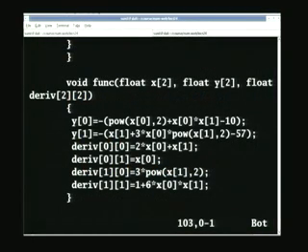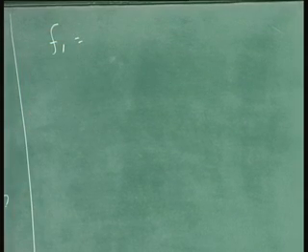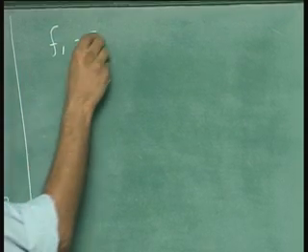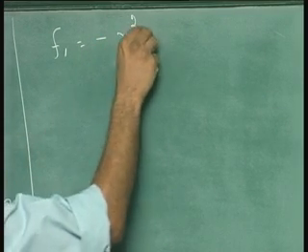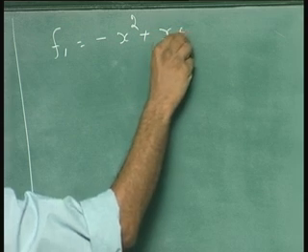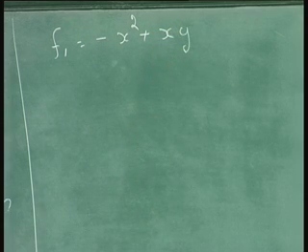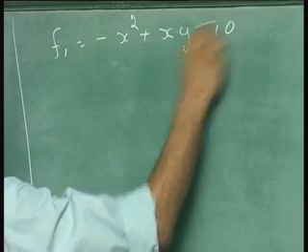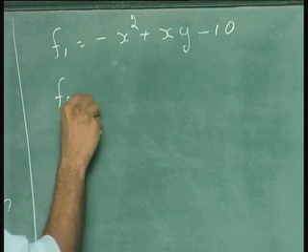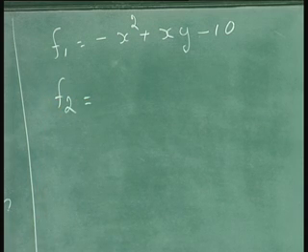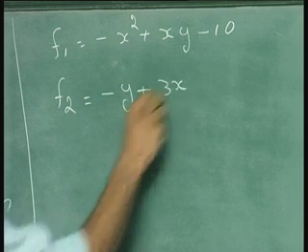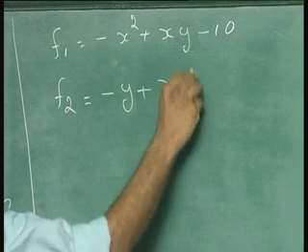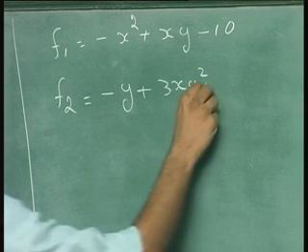So, we have two functions. One, let me call that F1. F1 is minus x squared plus x squared plus xy, so x squared plus xy minus 10. Okay, that's one function. And the other function F2, which you will solve, is x1 minus y plus 3xy squared minus 57.